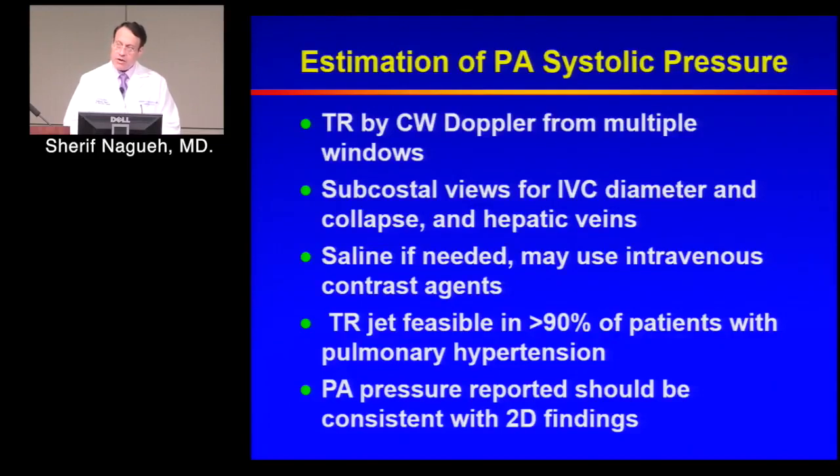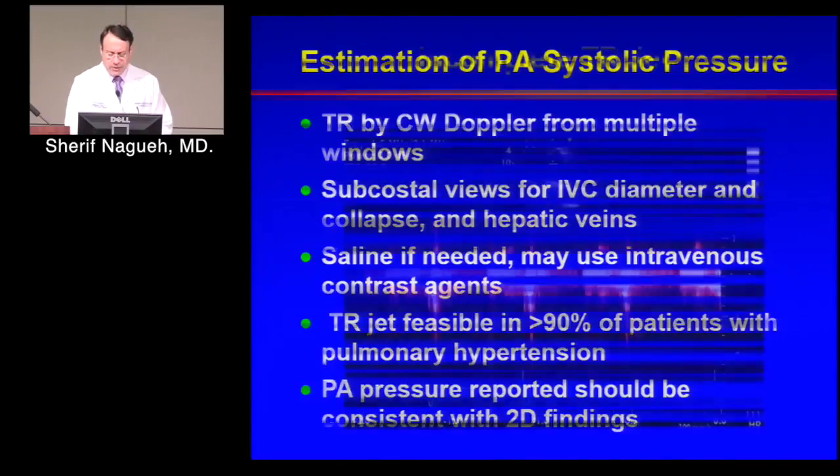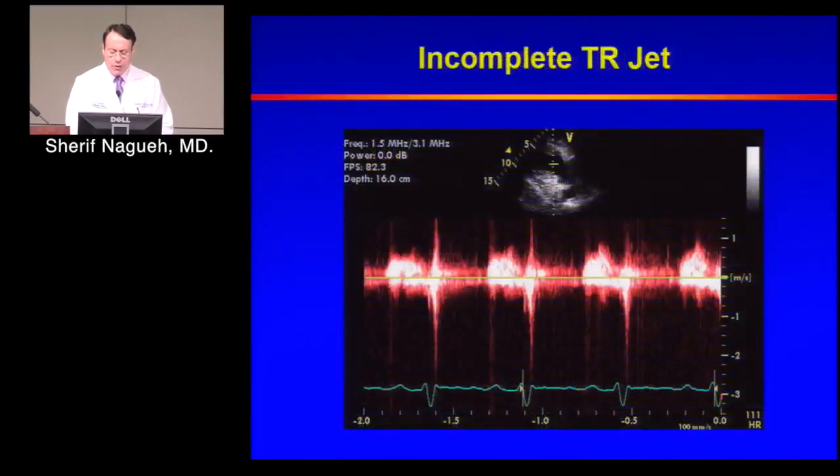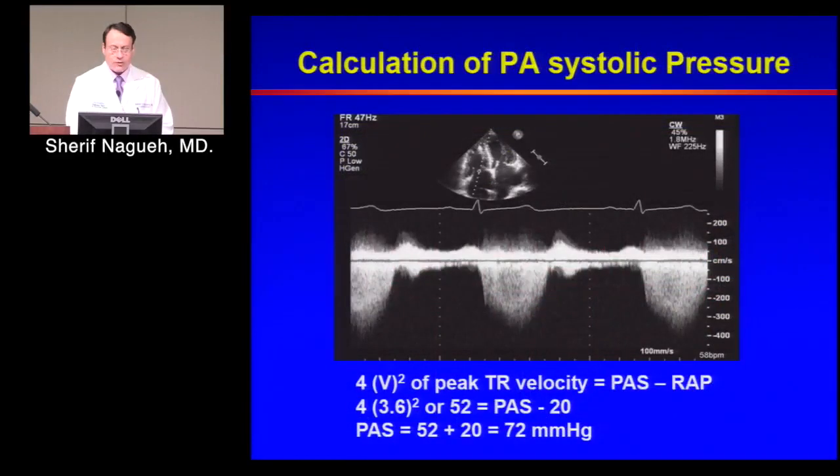And again, whatever you measure should be consistent with 2D. Example, you see a 2D with a flat septum in systole and diastole, but you have a TR of 2.5. You do not want to report a pressure of 30 to 35 millimeters mercury in this case. Incomplete jet that nobody would use, a more complete jet with about 3.6, and you do the modified Bernoulli, so you have a transvalvular gradient in systole of 52, and then you add the RAP, you end up with the PA systolic. I know many of you know that, so we'll not dwell on it.